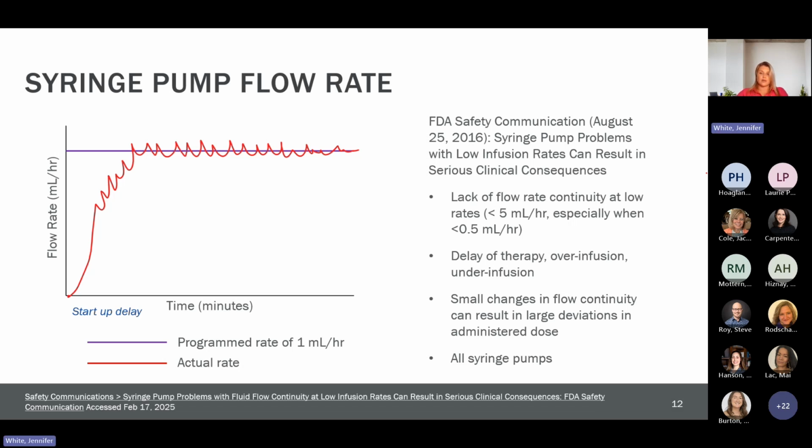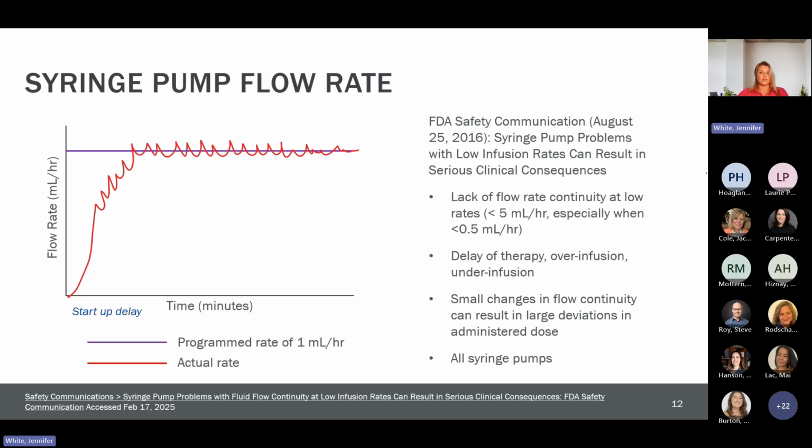The FDA recognized that flow rate continuity is a challenge at low flow rates and issued a safety communication back in 2016. They shared this communication with syringe pump manufacturers and asked them to share it with customers as well as update labeling to inform users of flow continuity concerns. This was evident by the adverse events that were reported to the FDA.